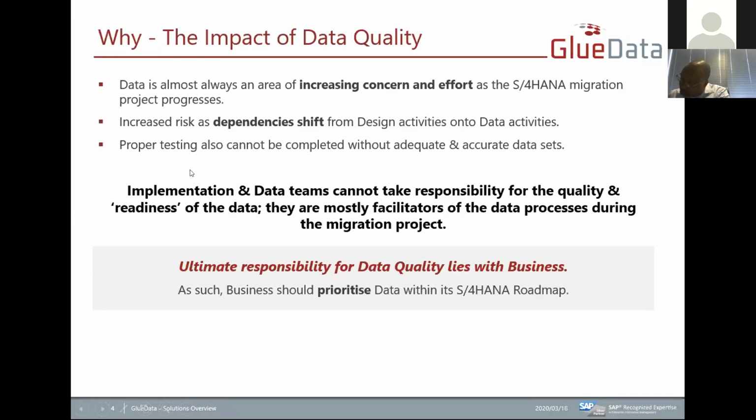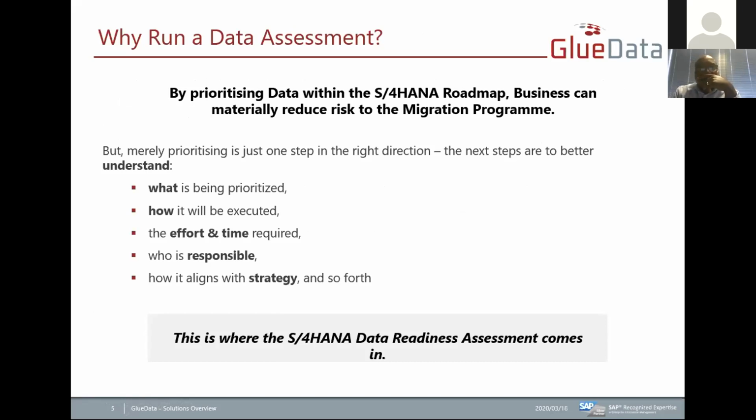So had business understood and proactively owned and prepared their data, that issue could have been avoided quite easily, in fact. So ultimately, business must own its data and prioritize this stream within the S/4HANA roadmap. In prioritization, think data preparation, cleansing, transformation, and that sort of thing. Okay. So by prioritizing the data within the roadmap, business can then reduce risk.